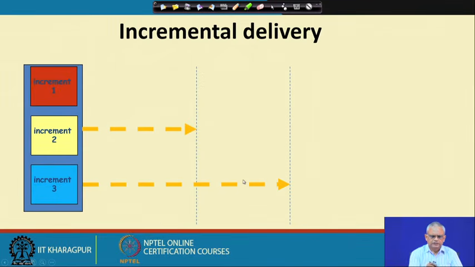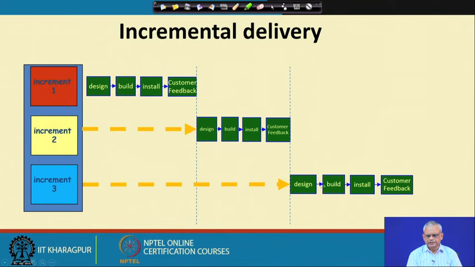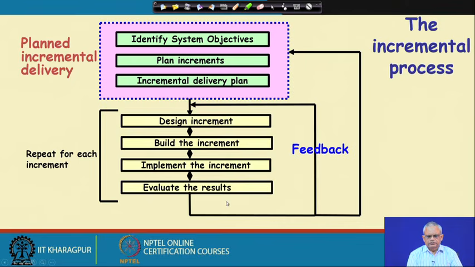So, if we see here, the entire requirement is split into increments. The first increment: design, build, install, and customer feedback. And once the first increment customer feedback is obtained, the second increment is started, and then the third increment is started, and so on. And the time to develop one increment is typically called a time box.